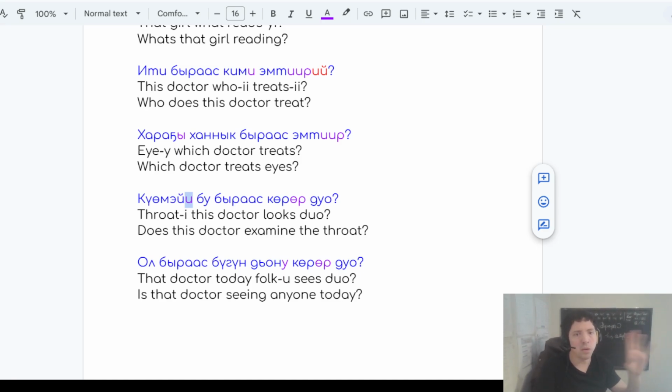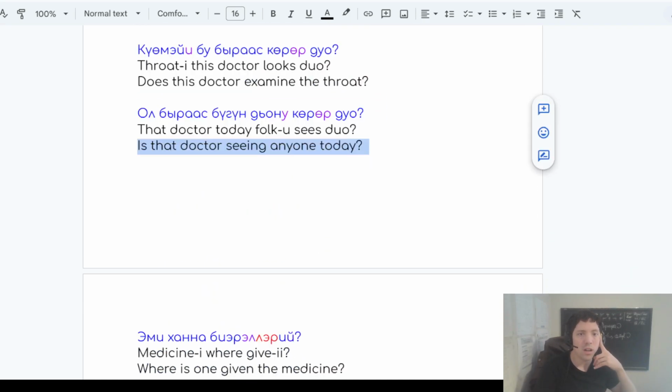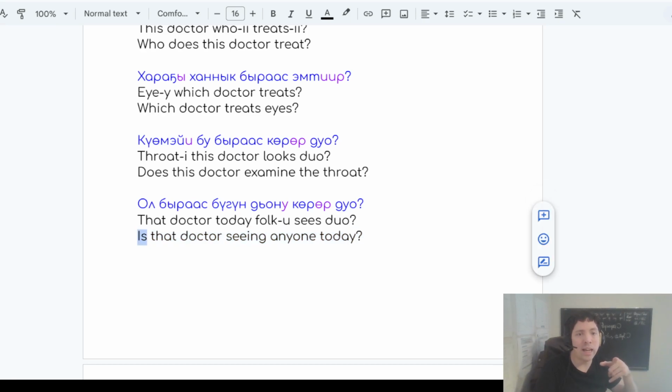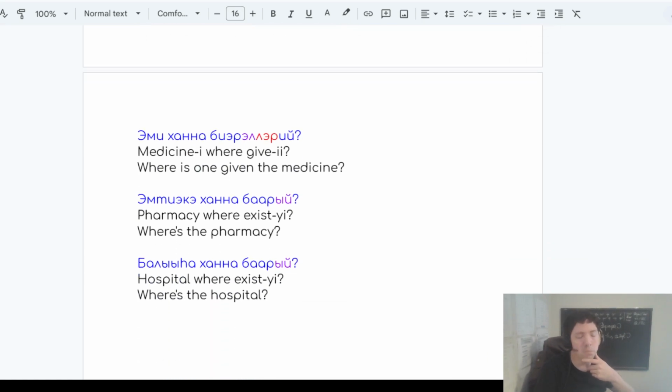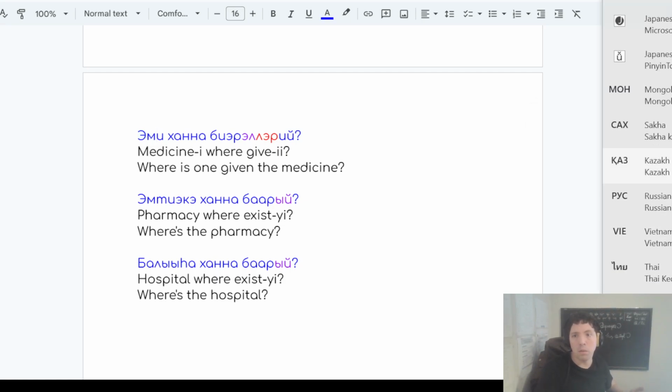English is flexible too, but we kind of rephrase it a little more dramatically when we move stuff around. Ol baras bugün jonu kururdo. Is that doctor seeing anyone today, or is he seeing folk today? And again, reminder, we don't have that is blah blah blah in. It's just present tense, kurur. So you're literally saying, does he see or he sees some folk today? So in some ways, Sakha is written more simply and put together more simply than English, but some ways it's not. All right. ME, again with this ME, I'm pretty sure it should be MP because medicine is imp.